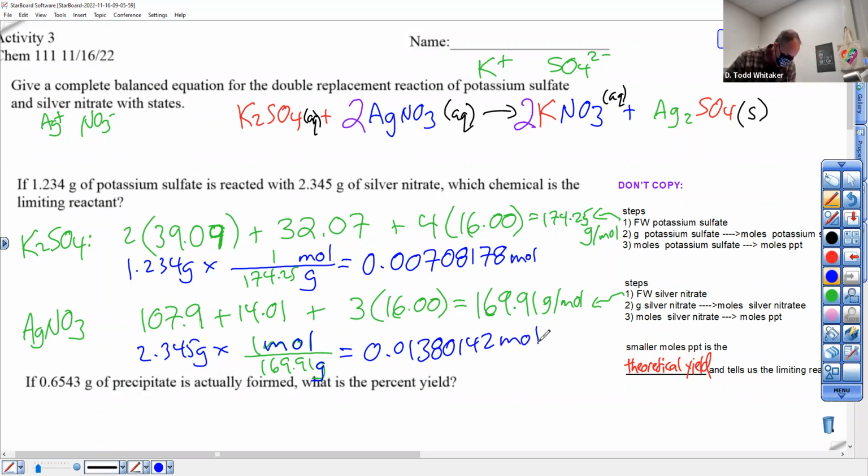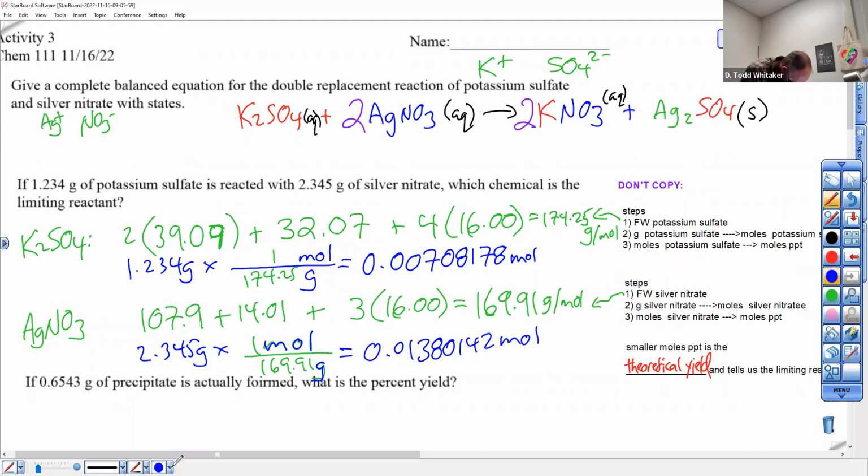And don't forget, the first one is moles of potassium sulfate. Second one is moles of silver nitrate. And then it says go from moles of potassium sulfate to moles PPT. Moles of substance 1 to moles of substance 2. It is time for what? Going from moles of substance 1 to moles of substance 2 means it's time for what? Coefficient. That's what I wanted to hear.